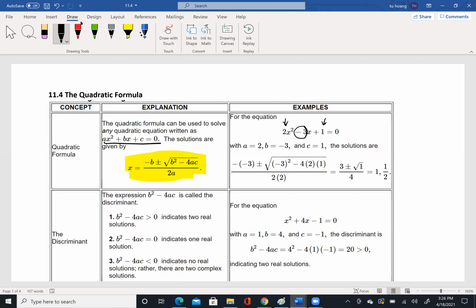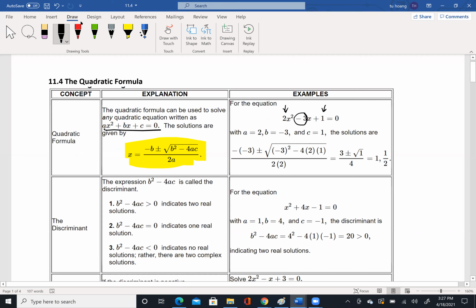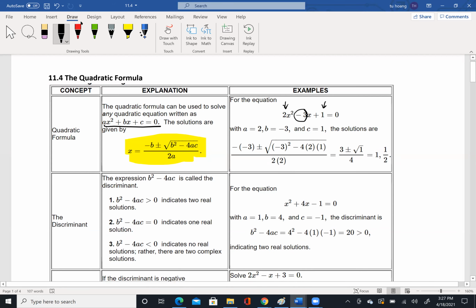Then, simplifying the group under the radical, you have 1. And negative negative 3 becomes positive 3. Then you have 3 plus and minus the square root of 1, over 4, which gives one case equal to 1 and another case equal to 1/2. So that is a way to solve using this formula.